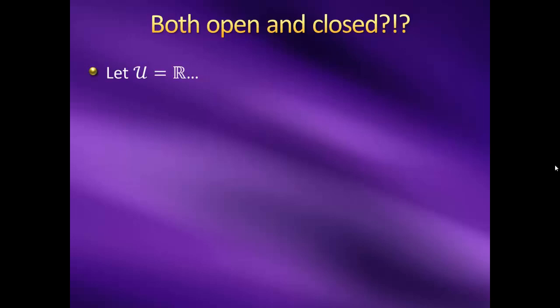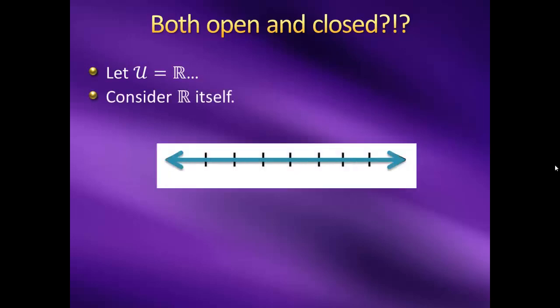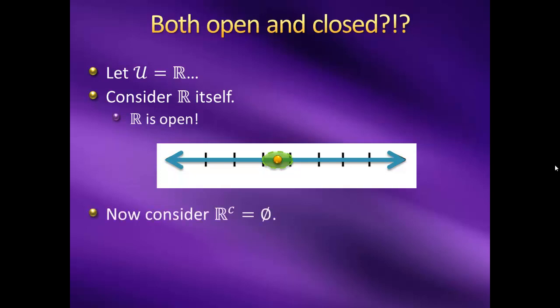Suppose the universal set is the real numbers. Consider the entire real line. If we pick any real number, then any neighborhood we draw around it will contain nothing but real numbers. So the entire set of real numbers is open, in the reals at least. Now consider the complement of the real line. Since the universal set is R, the complement is the null set.